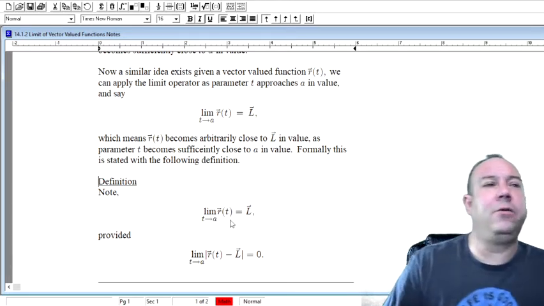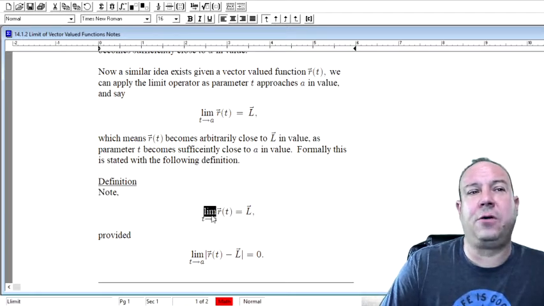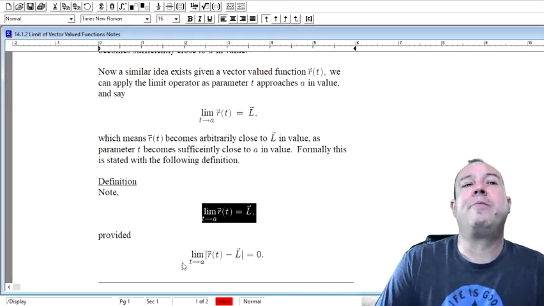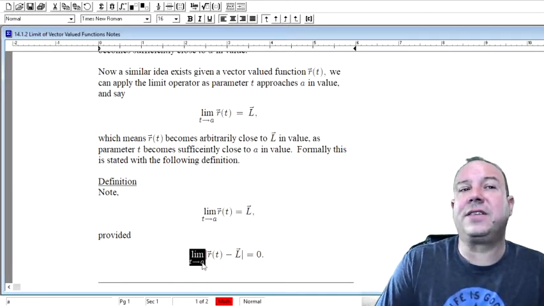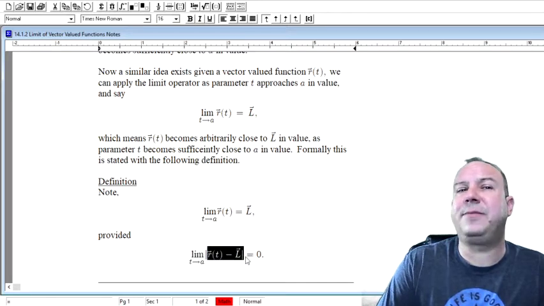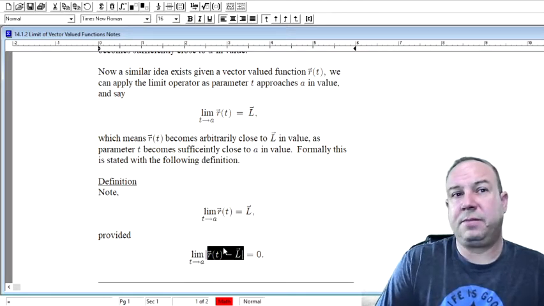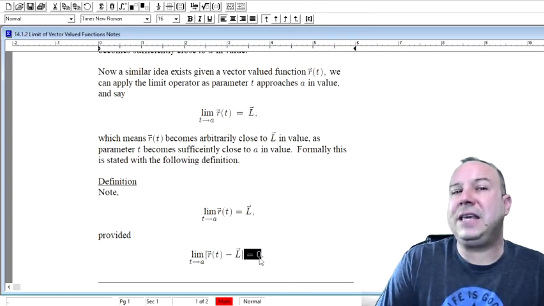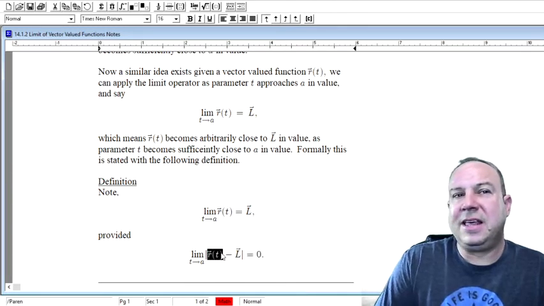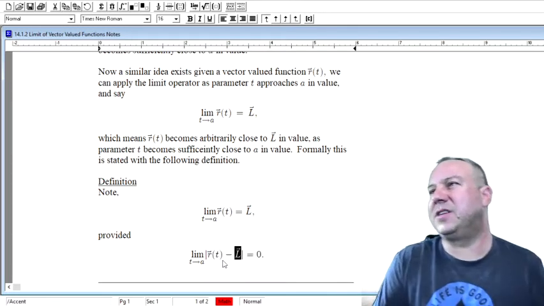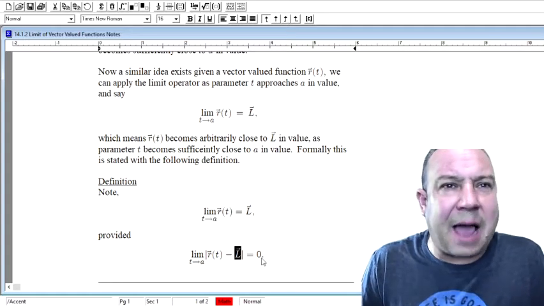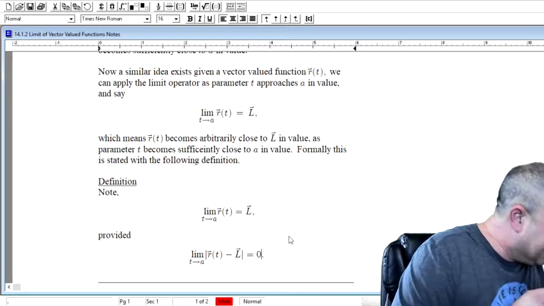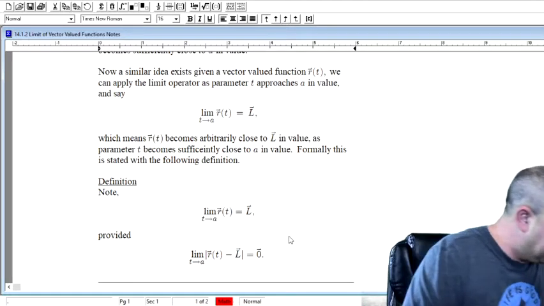All right? Note here, this definition is rather short. It just says, note, the limit as t approaches a for r bar t equals vector L, provided that if we look at the limit as t approaches a for the absolute difference between these two vectors being equal to the value of 0. Now, the absolute difference between two vectors is itself a vector. And I believe what I am actually missing here is I should say this is not equal just to 0, but is equal to the 0 vector, if I'm not mistaken.